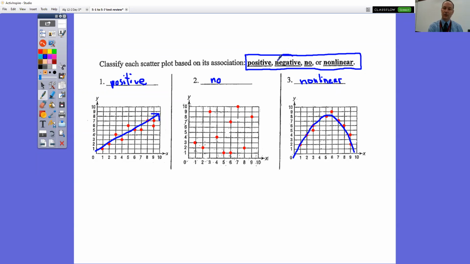The one that we didn't use was negative. Now, what would negative look like? Negative would go down as we go from left to right. So positive goes up, negative goes down, no is all over the place, non-linear is U-shaped. So your first test question tomorrow will look like that.